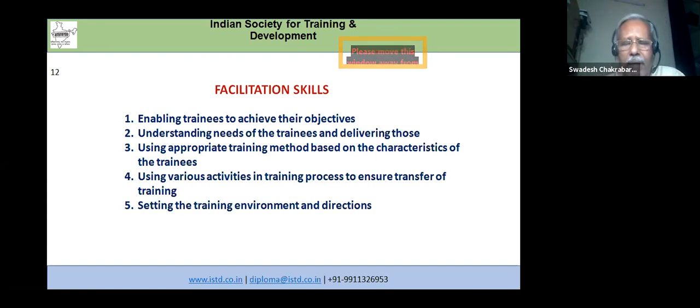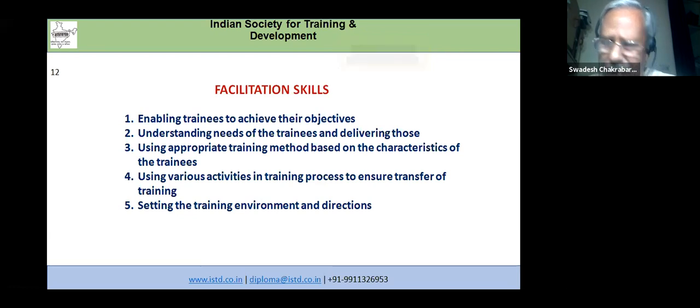Setting the training environment and directions. A trainer must be able to set the training environment. Ultimately, it is the trainer who is going to create the training environment. The way he talks, the way he delivers, the way he uses the method, the way he creates activities, the way he expresses his emotion, the way he creates rapport. He is going to create a training environment, and he is going to direct the people. If you are a good trainer, people will become mesmerized to follow you, and that becomes very, very important.